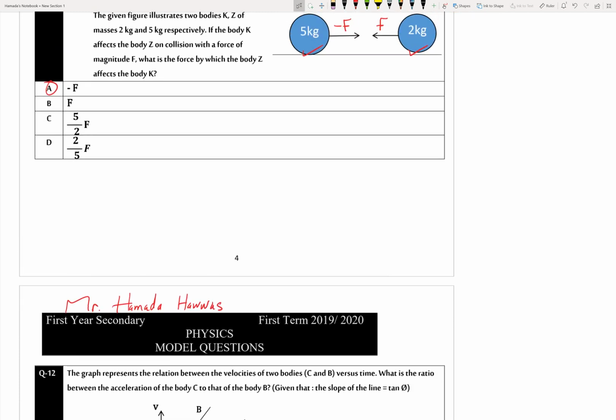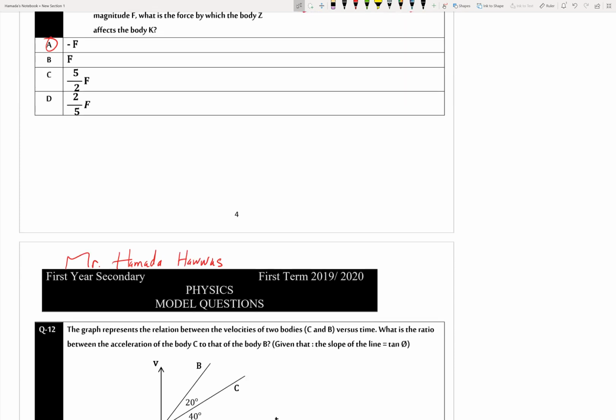So don't be deceived by these different numbers of masses, 5 kg or 2 kg. It doesn't depend on them. The forces will be equal. But what will happen after the collision? The acceleration will change, or they return with different velocities.